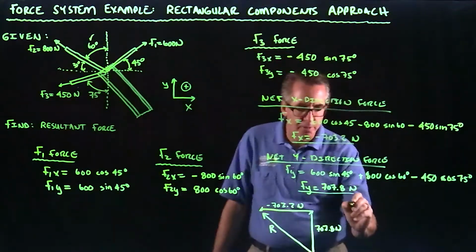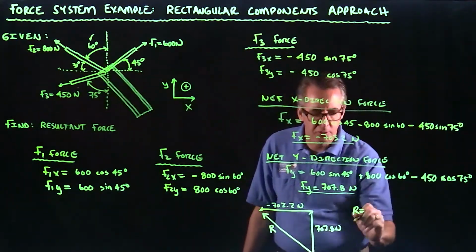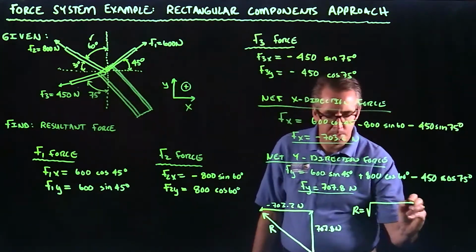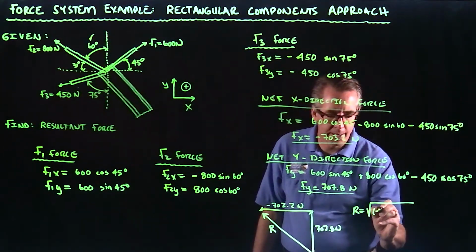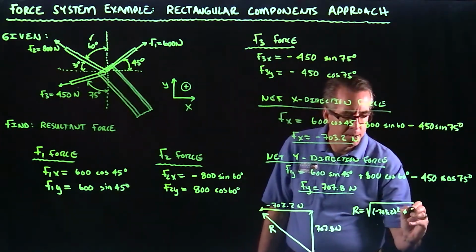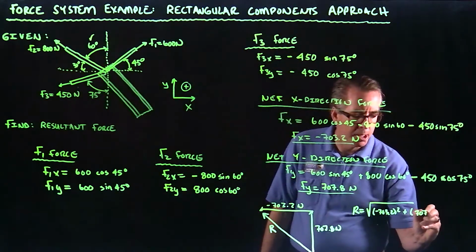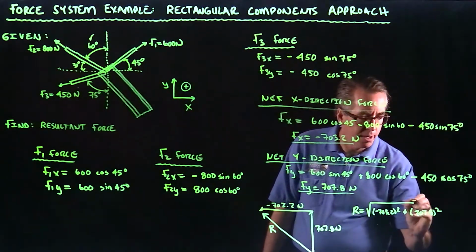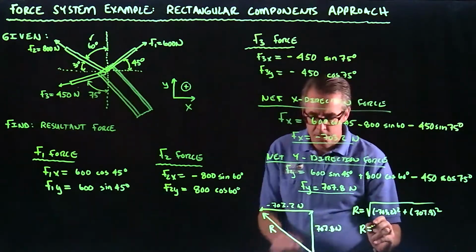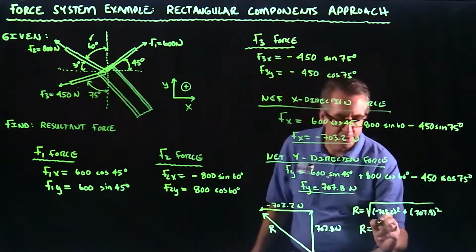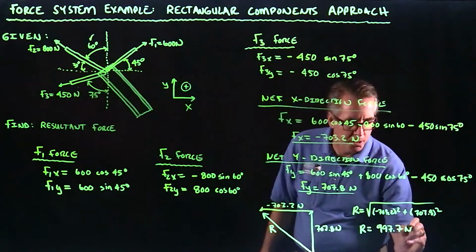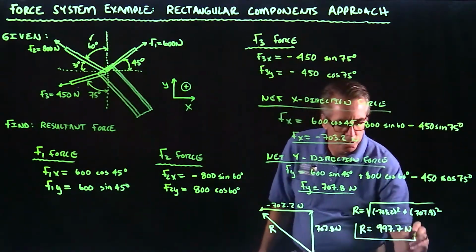And the magnitude of that, we could just use the Pythagorean theorem and just say minus 703.2 squared plus 707.8 squared. Okay, that gives you a magnitude of, let me take a look at my cheat sheet there, I got 997.7 newtons.